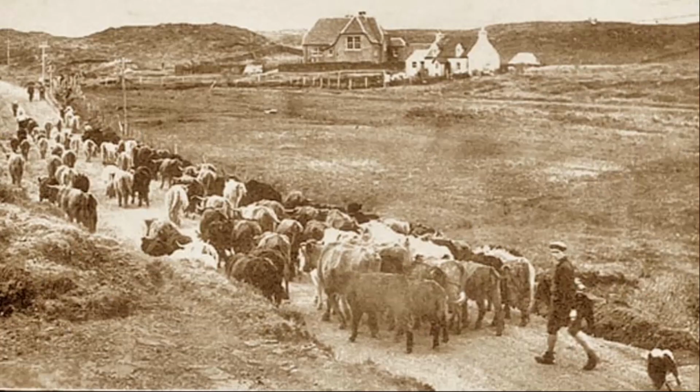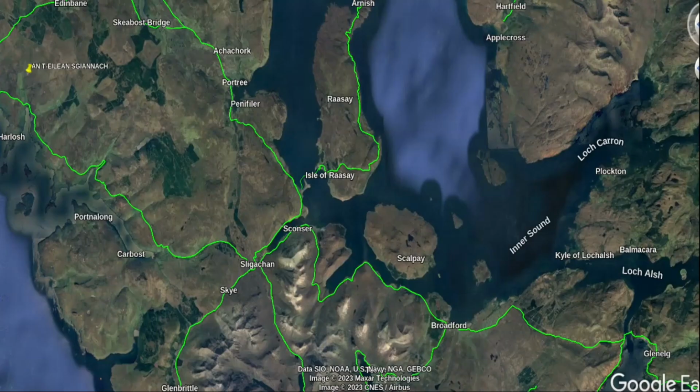And here we can see this is an actual cattle drove, probably from the late 1800s. It's a photograph going across Skye. And from the beaches, they would go to the main market stances on Skye, which were at Portree, Slagachen and Broadford. Now, it is the drovers who controlled the market effectively.